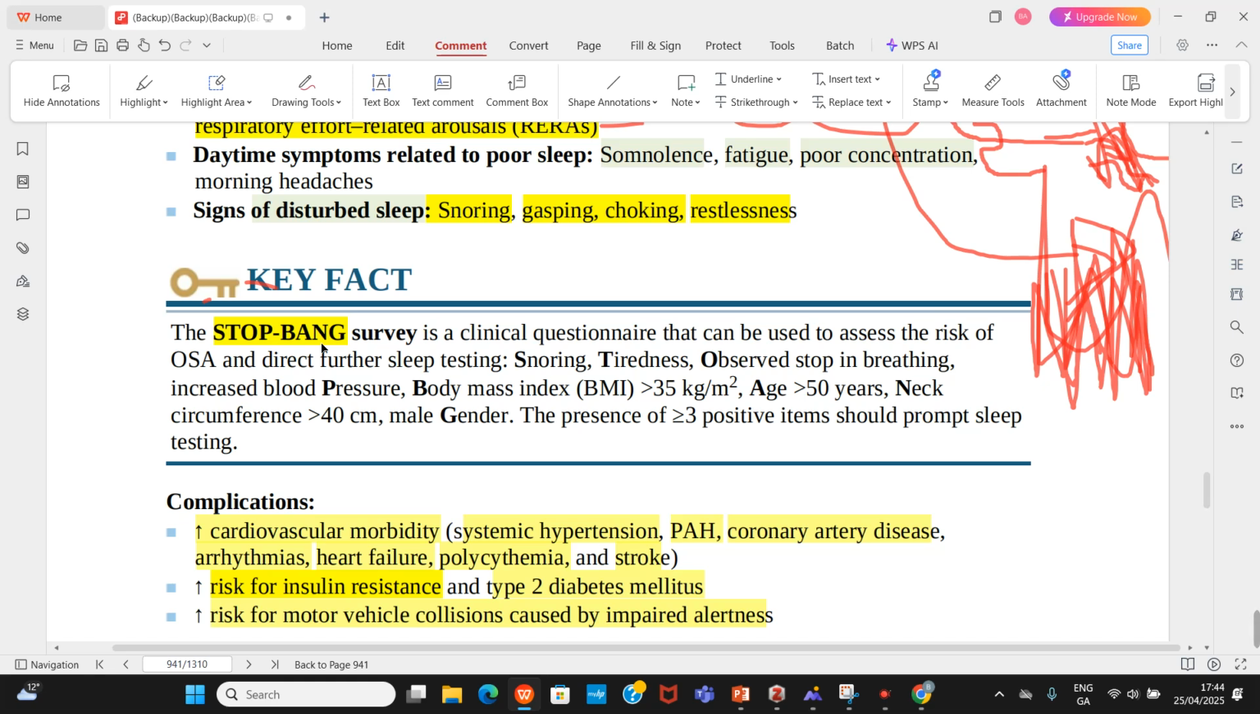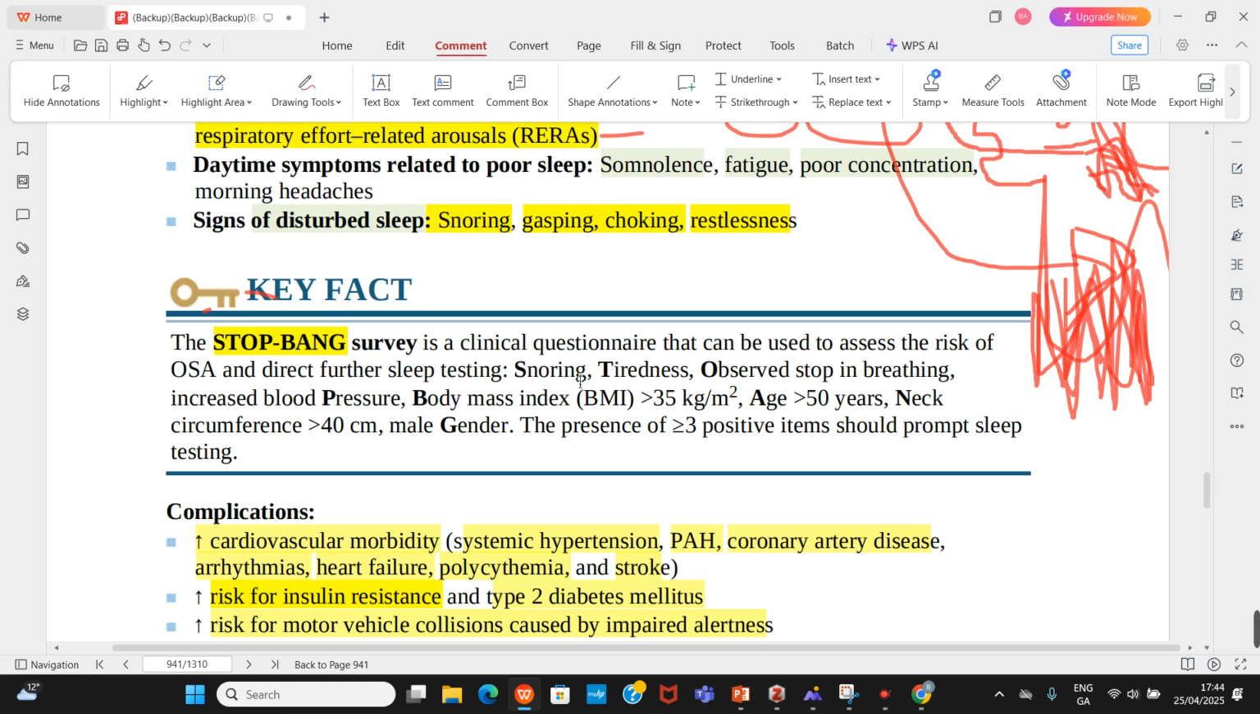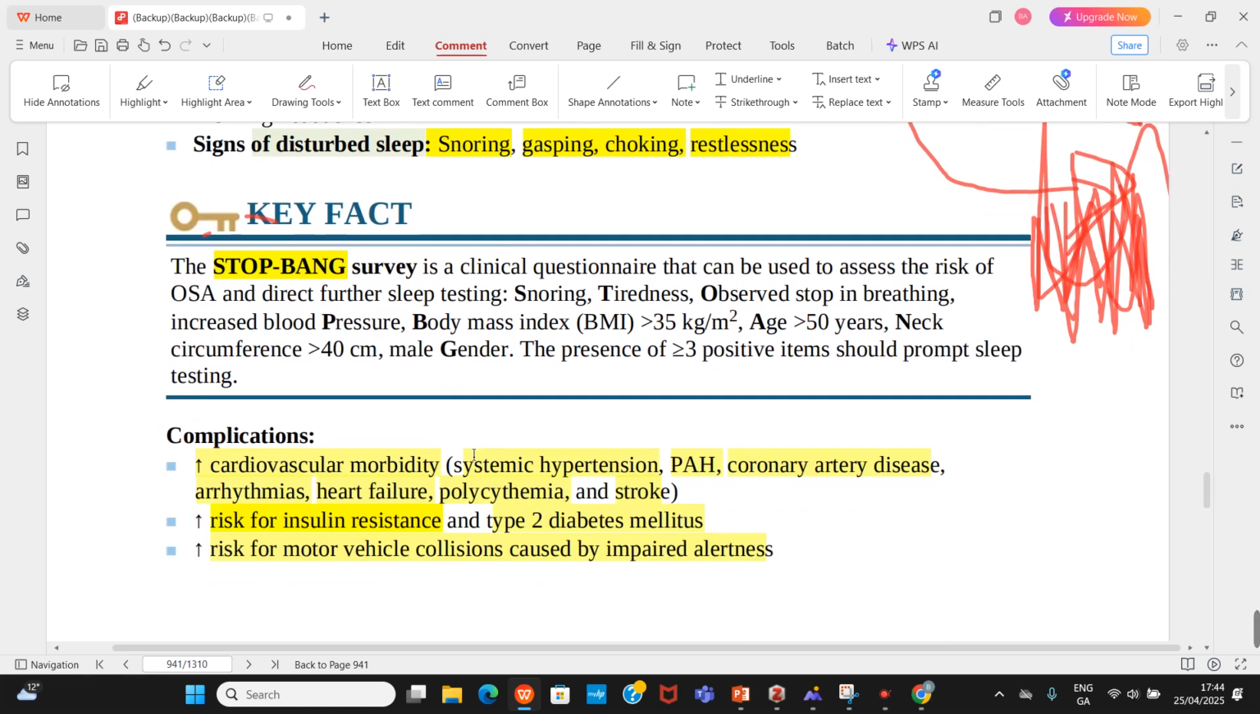Narrowing the airway. So anybody with neck circumference of more than 40 is a problem. And of course, the last one is G, male gender. So any three positive items, immediately go and order a sleep study, polysomnography. They should do sleep testing because they have a very high risk of developing obstructive sleep apnea. So once you are a male, you already have one standby. You are just looking for two more. If you are a male, you are obese, more than 50 years, and you are having all these symptoms, you might have to go and do a sleep study immediately.